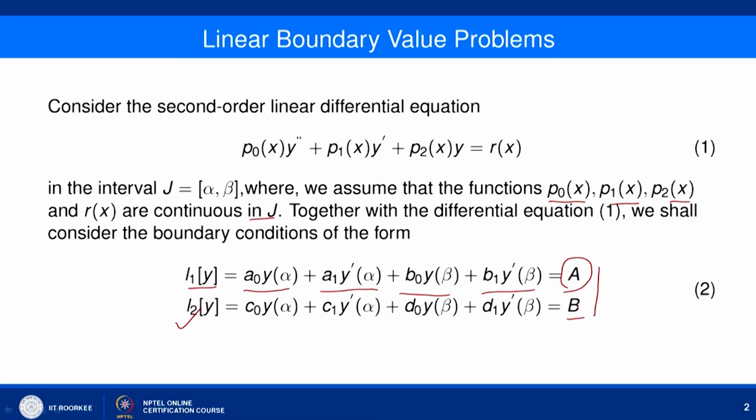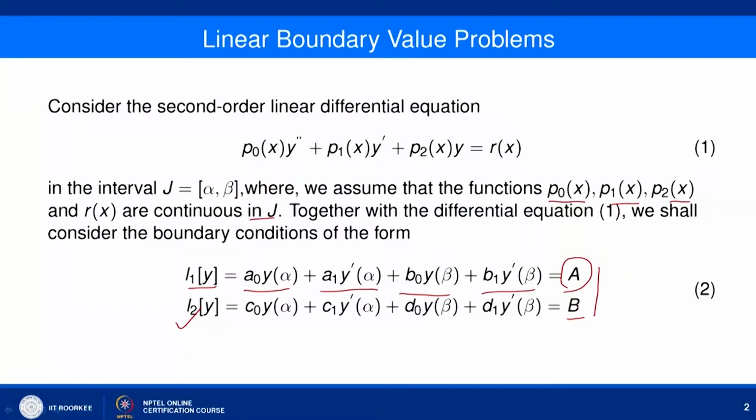So, by the existence and uniqueness theorem, this solution exists if we are prescribed the initial condition along with this. But now let us consider the differential equation with a boundary condition like this. Here we define the boundary condition of the form L1 y equal to A, where L1 y is given as A naught y alpha plus A1 y dash alpha plus B naught y beta plus B1 y dash beta, and it is taken as some value A. And the second boundary condition is C naught y alpha plus C1 y dash alpha plus D naught y beta plus D1 y dash beta equal to B.